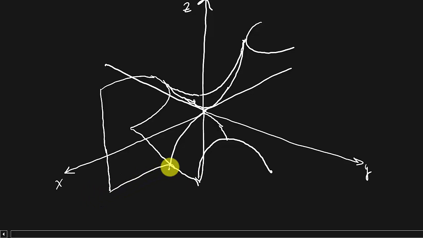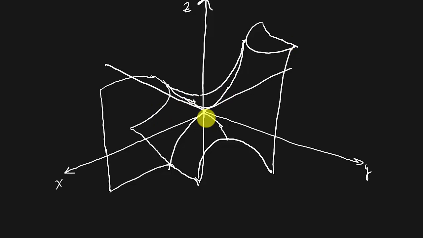So something like this, and then we'll go up here like this, and then we've got this. It kind of looks like a saddle there, doesn't it? You see that? Yeah, I know it's not very good, but there's the graph. Okay, there's your graph.